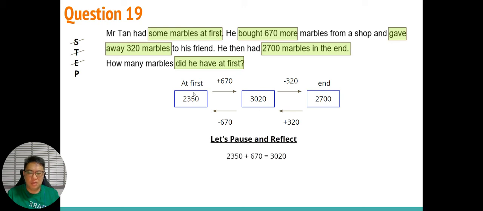So I take this amount, I plus back using the original amount given to me. I'll get this amount, 3,020. So this step is correct. Next, I take away the 320 to get back the end amount. So if I get back to the amount given in the question and it's the same value, it means my answer of the at first must be correct. Okay, so I'm done with my P. So make sure you're done with the STEP, then you're considered completing the question.